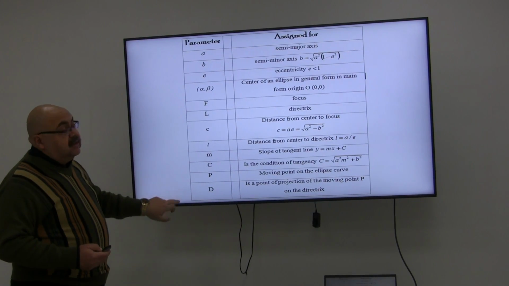Those are the relations that are connecting the general equation of an ellipse.